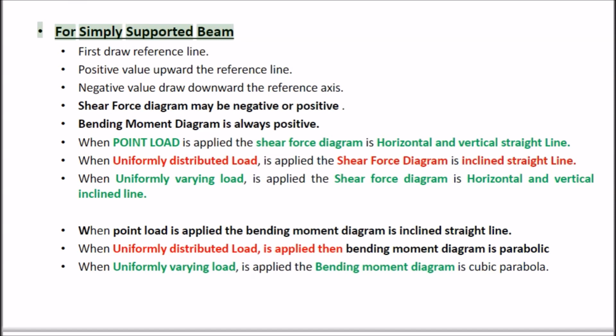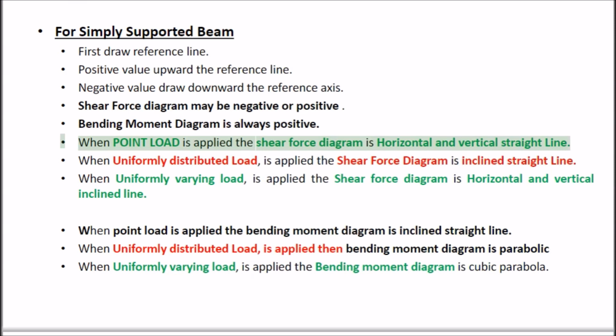For a simply supported beam. First, draw a reference line. Positive values are drawn upward from the reference line. Negative values are drawn downward from the reference axis. The shear force diagram may be negative or positive. The bending moment diagram is always positive.